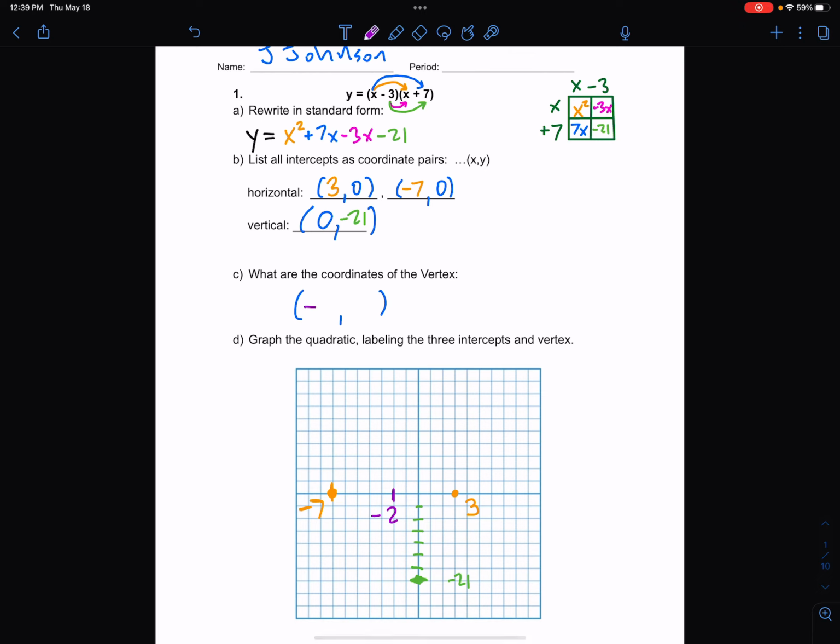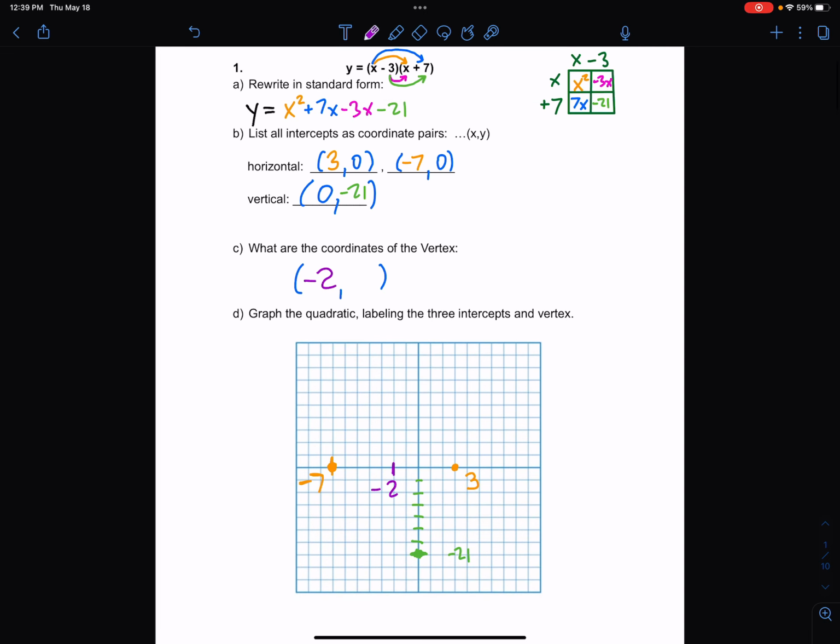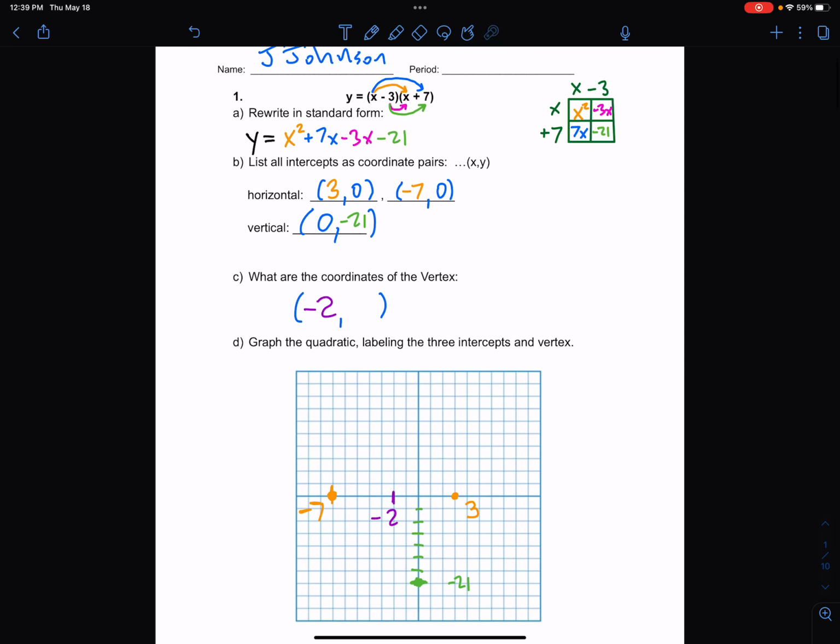So we found the x value of this vertex. It's right in the middle of 2 horizontal intercepts. But I don't know the y value. Okay, I need to take that x value. I'm going to take this -2, and I'm going to plug it in for x. You can either plug it into these two x's, which honestly I think is your safest bet, because let's just say you made a mistake when you multiplied these together.